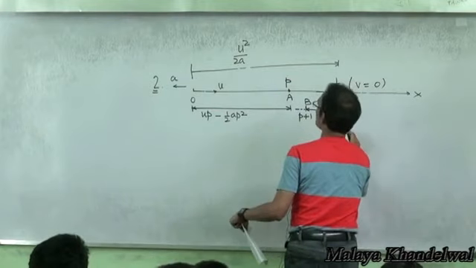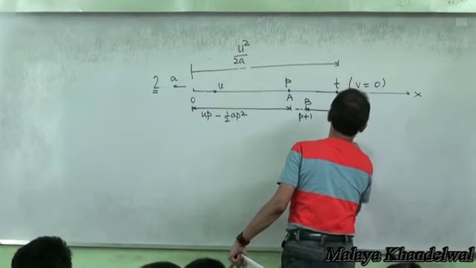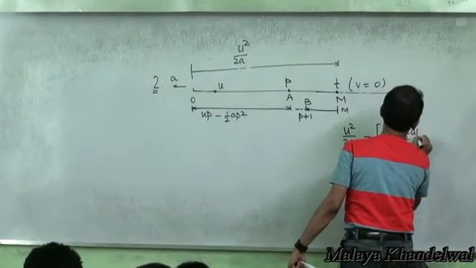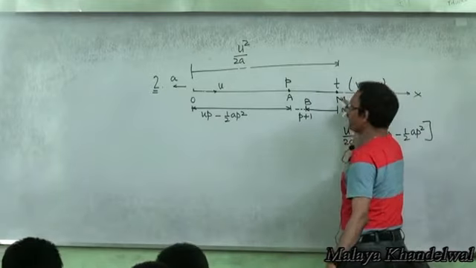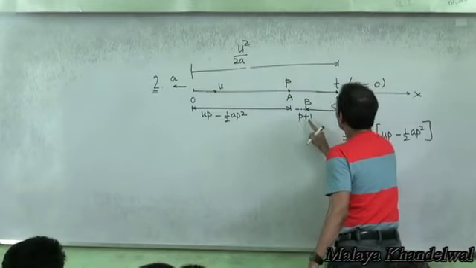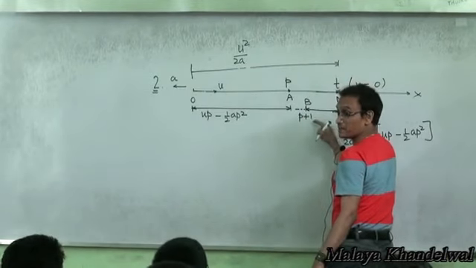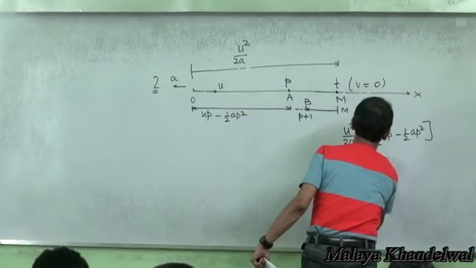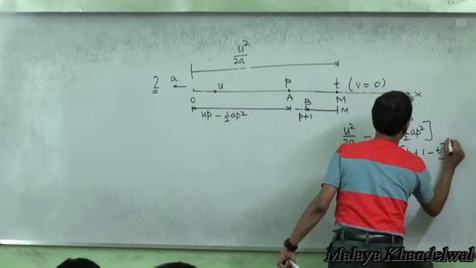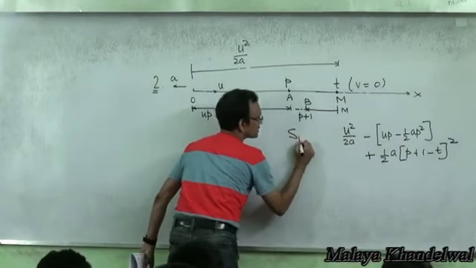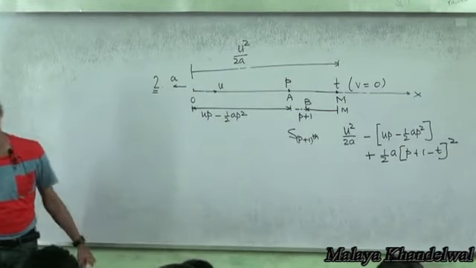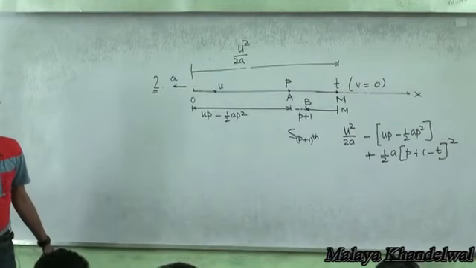AM, as you can readily see, is u squared by 2a minus up minus half a p squared. That's the distance AM. And from M to B, from 0 velocity with an acceleration a, in time p plus 1 minus t seconds, it covers half of a into p plus 1 minus t. So that's the distance it covers in the p plus 1th second. Right? Got me?